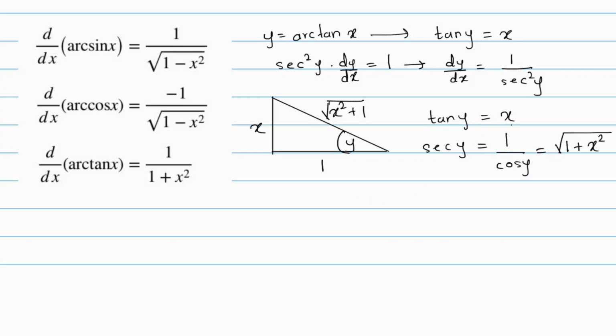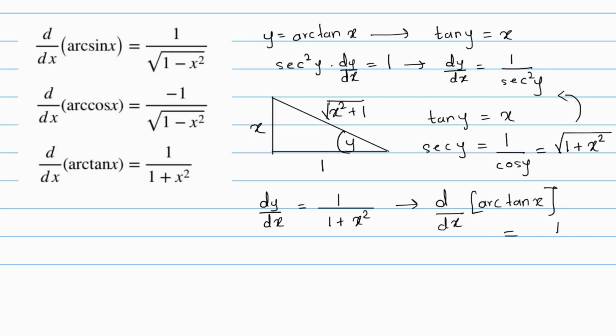We can then substitute this to give us dy by dx equals 1 over 1 plus x squared. Therefore, that means that the derivative of arctan x is equal to 1 over 1 plus x squared, and that is exactly what we have over here.